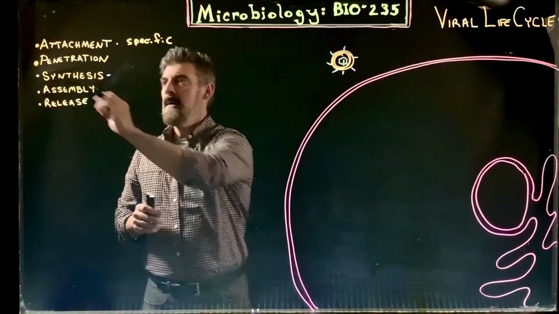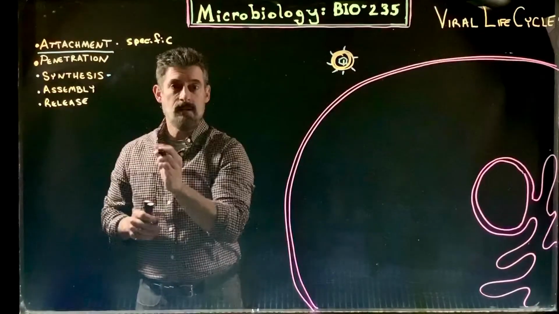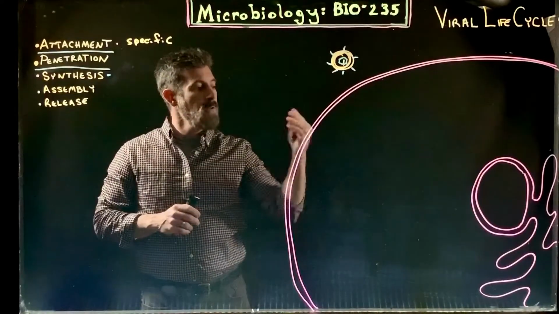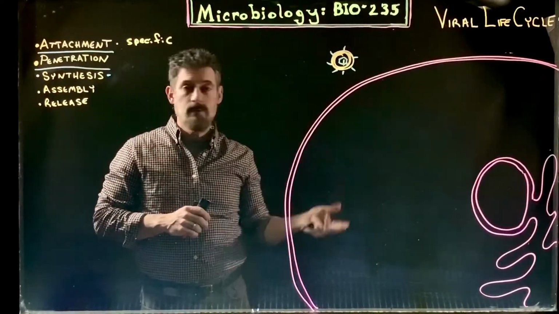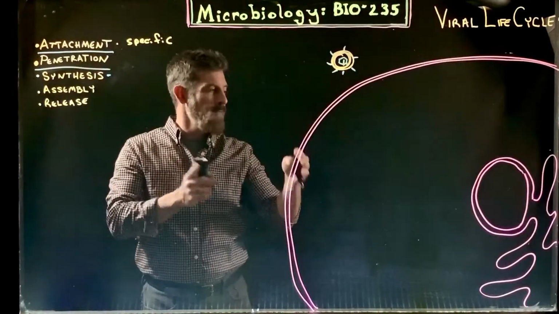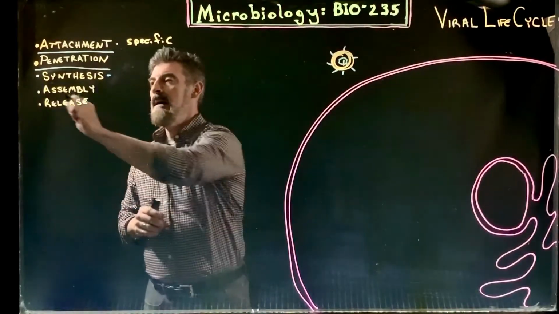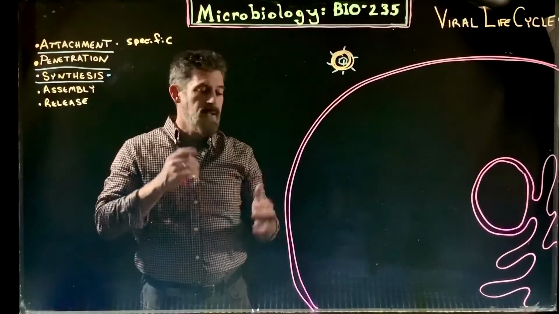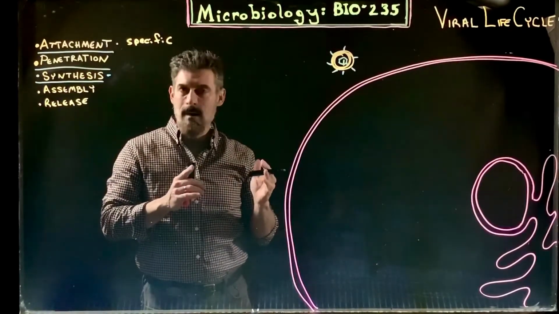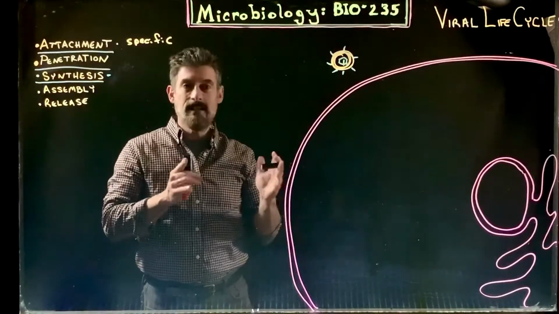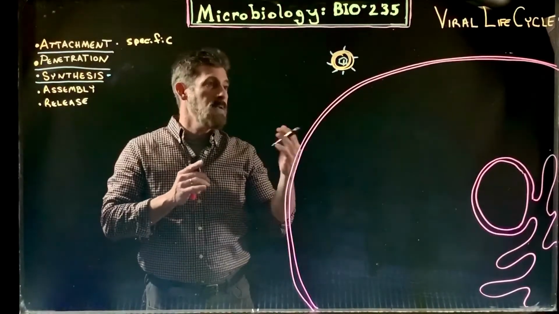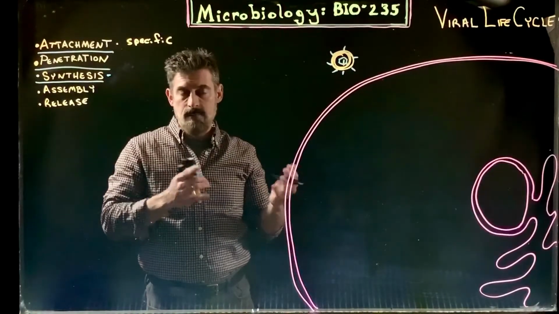So we've already gone through attachment and penetration of the viral particle or viral genome into a cell. And we're going to start off there and continue. I introduced a little bit about the synthesis in the last one, just an overview. Keep in mind it's going to be slightly different for different types of virus, but in general, we're going to follow the same sorts of pattern.